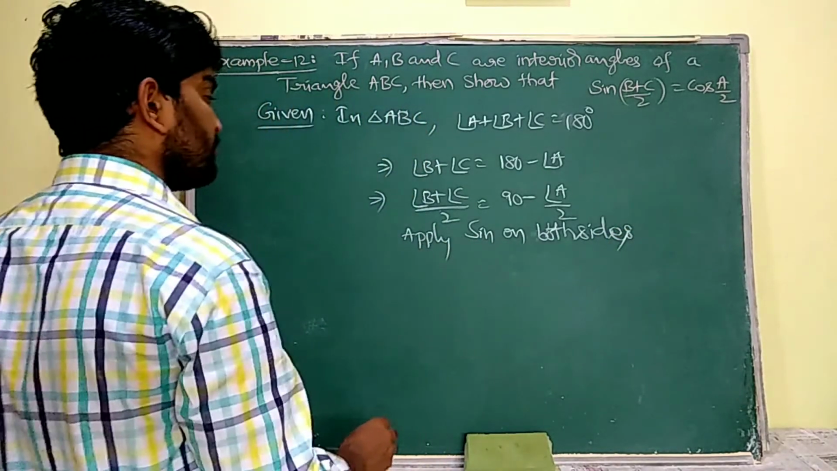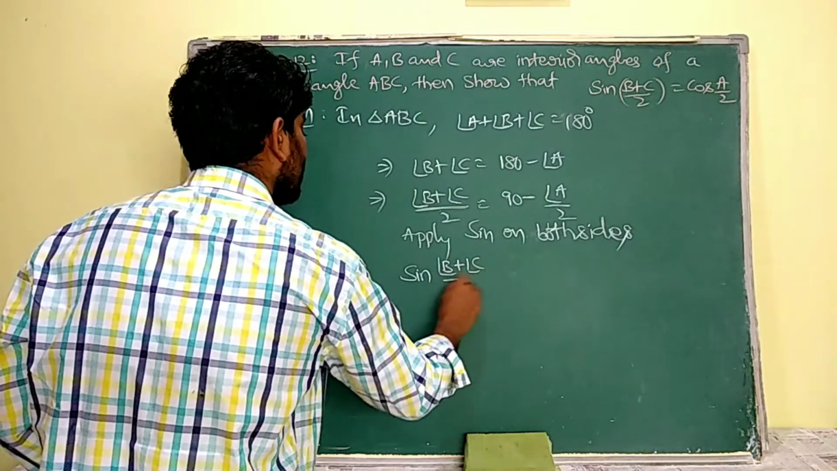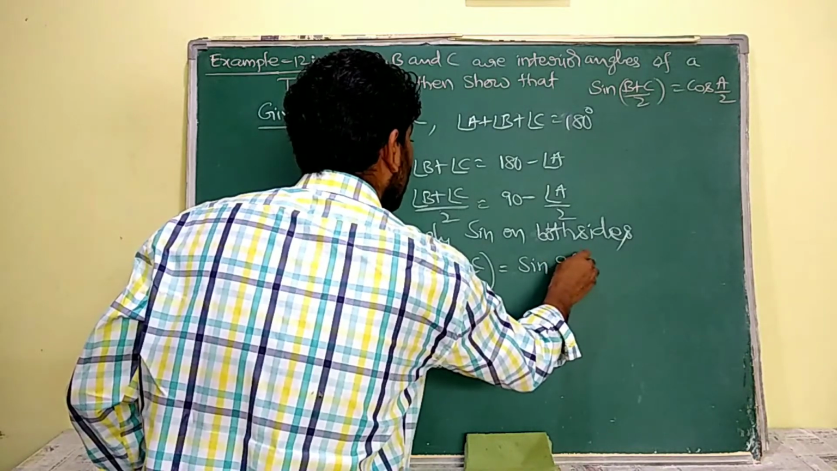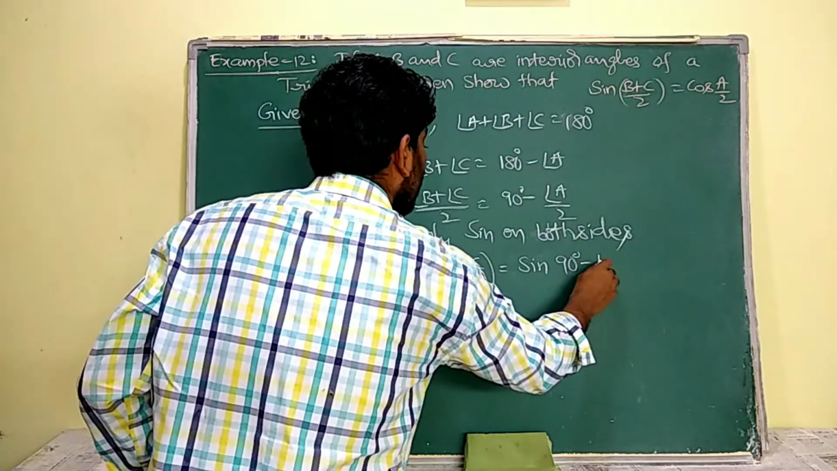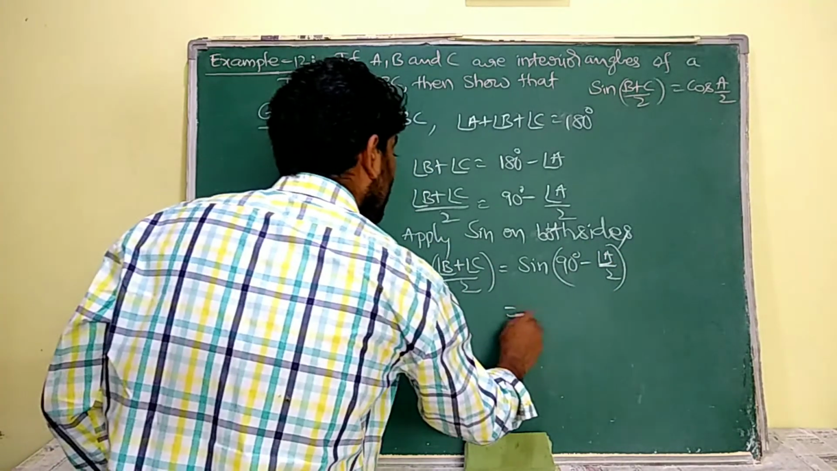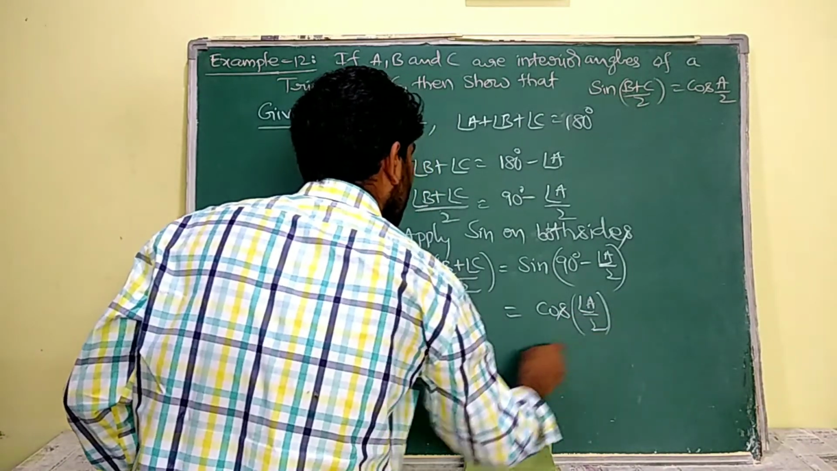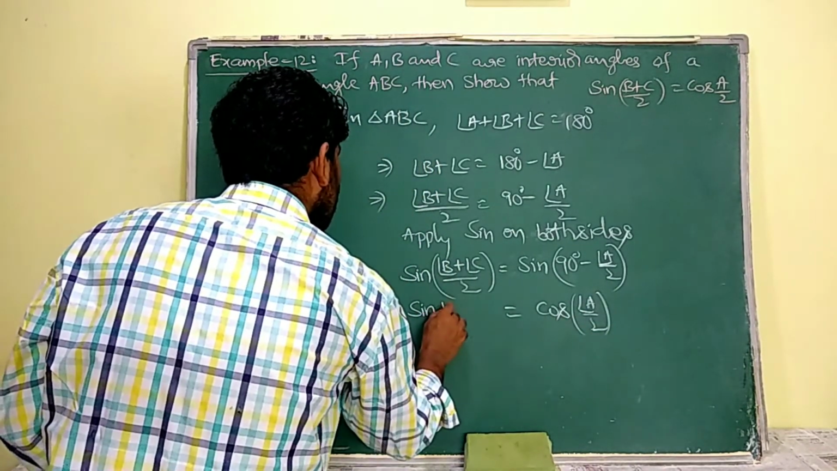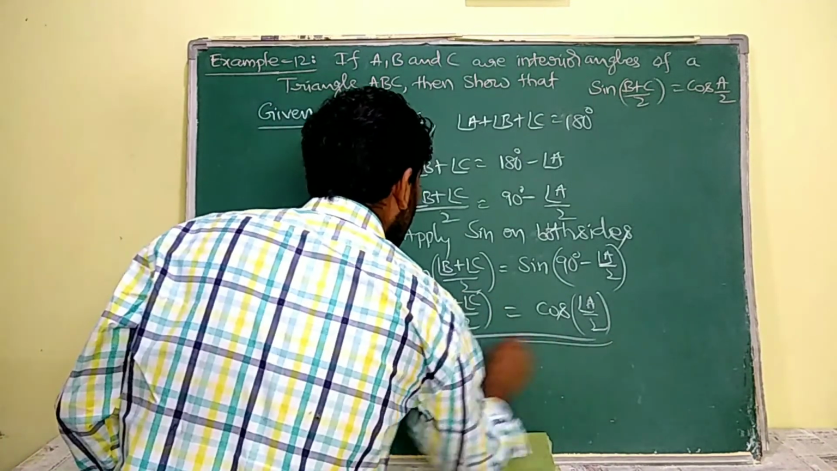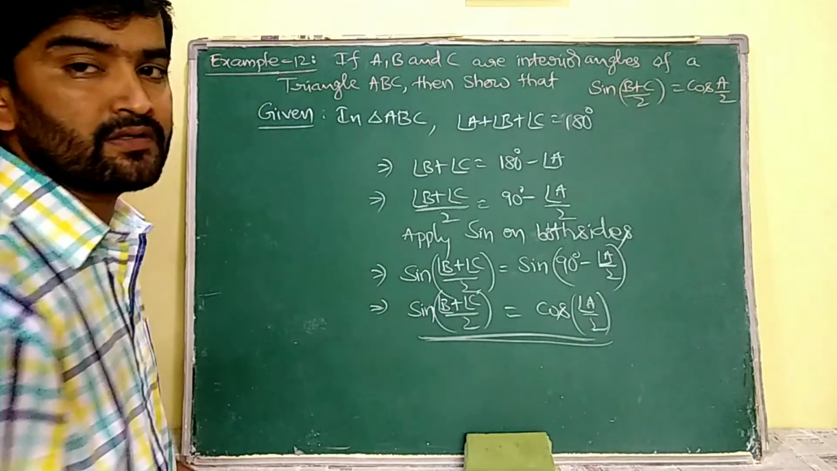By applying sin on both sides, it is now sin((angle B plus angle C)/2) is equal to sin(90 degrees minus angle A/2). See, sin(90 minus theta), we know that is cos theta, that is cos(A/2). Our answer is proved. So sin((angle B plus angle C)/2) is equal to cos(A/2). Okay, this is our required answer.